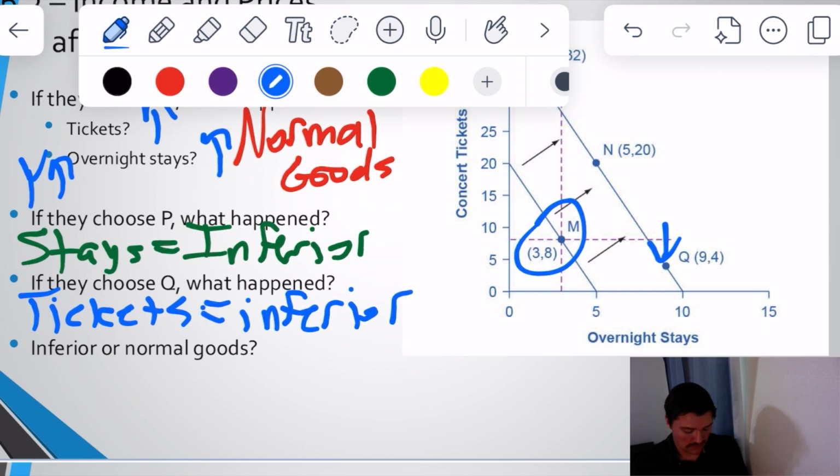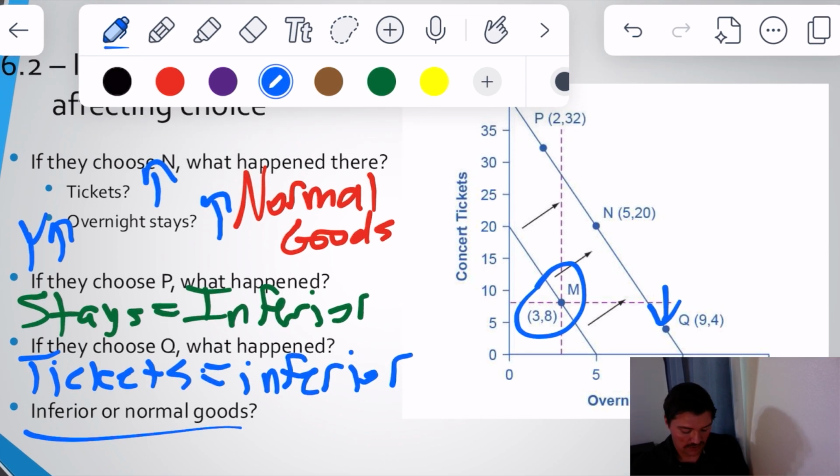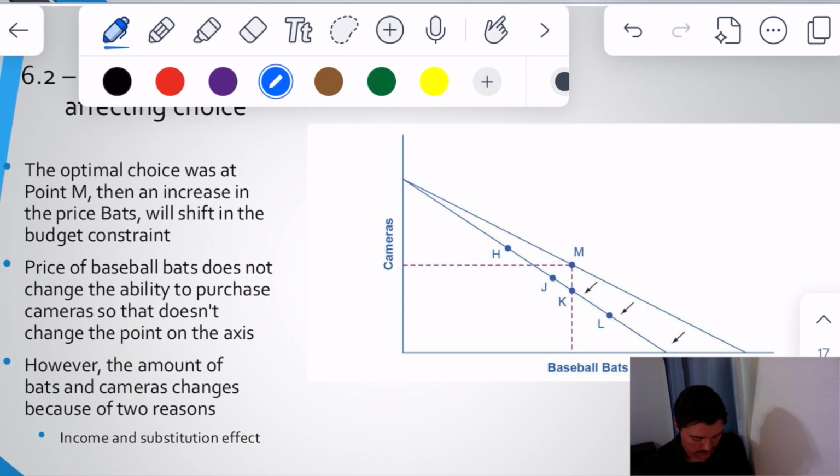All right? So this is how we can determine normal or inferior goods, because based off of point M, where they started, and where they're ending, are they buying more or less? Okay, that's how we can determine normal or inferior goods.